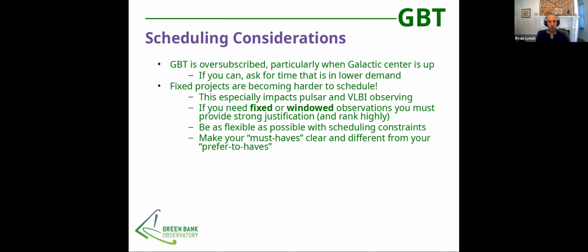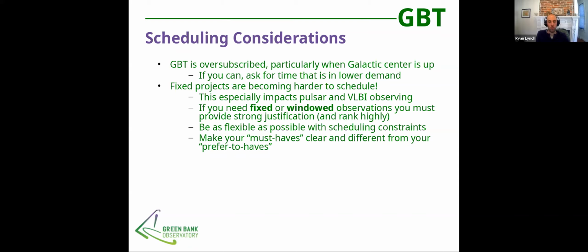So go for the lowest hanging fruit. This is a really important point. Fixed projects are becoming more difficult to schedule. So what do we mean by fixed projects? These are projects that require a very specific date and time that they need to be scheduled on, or that require a very particular kind of cadence to the observations once they start. This is often true for certain types of pulsar observing projects and VLBI observing projects.